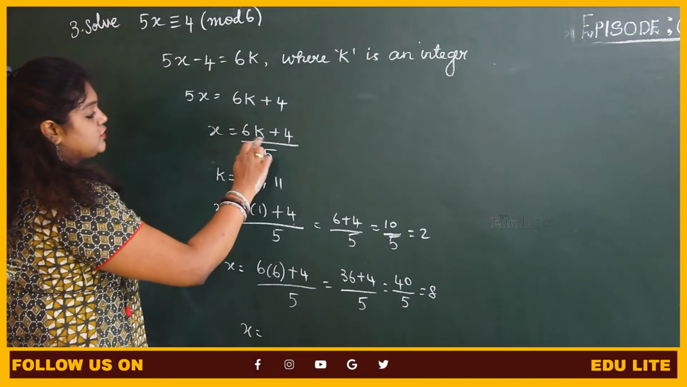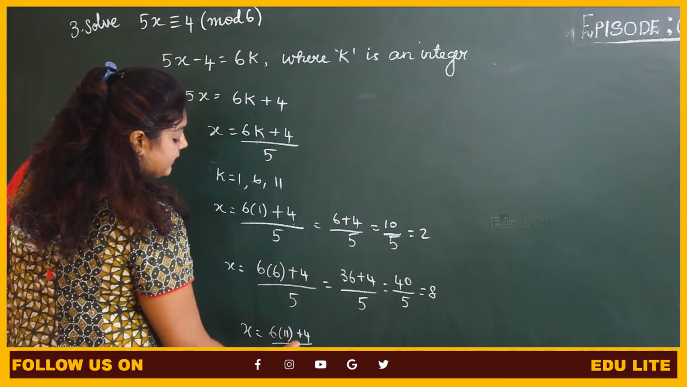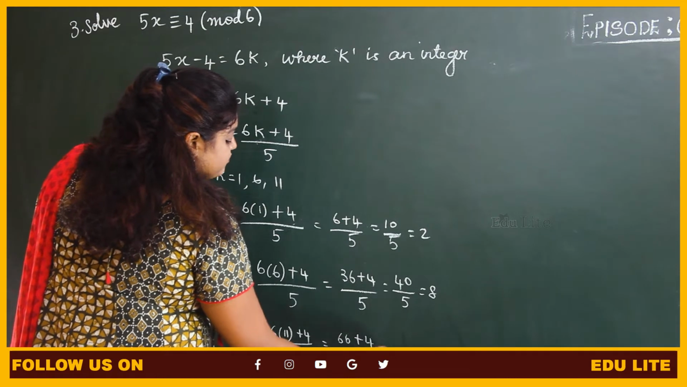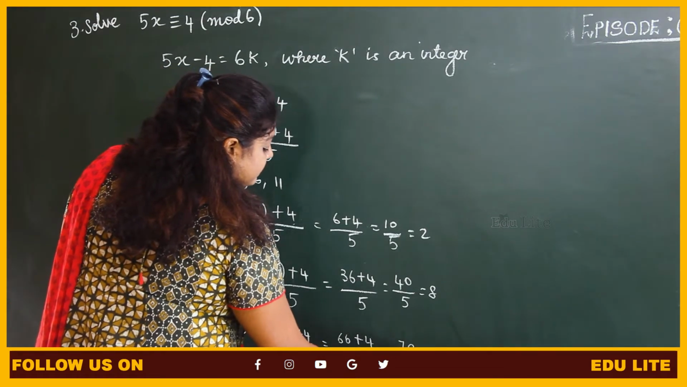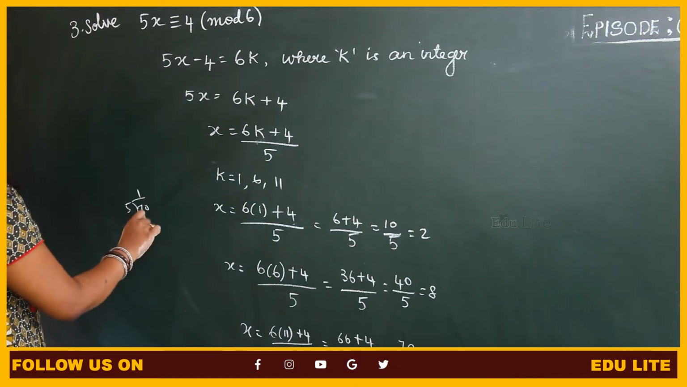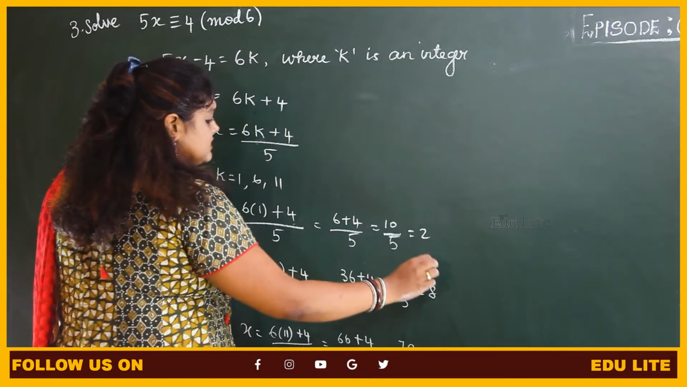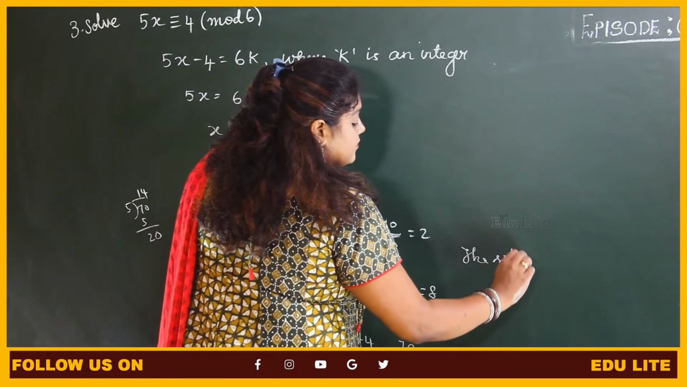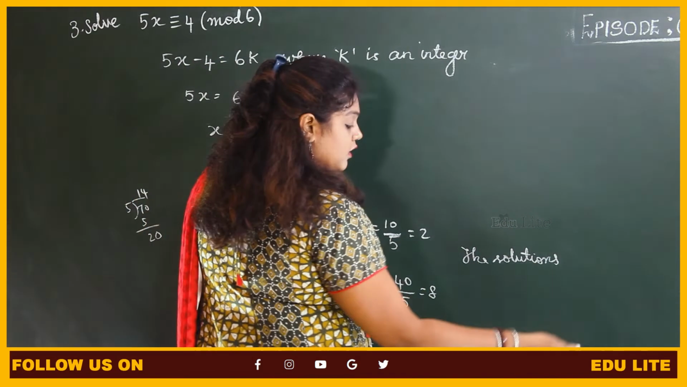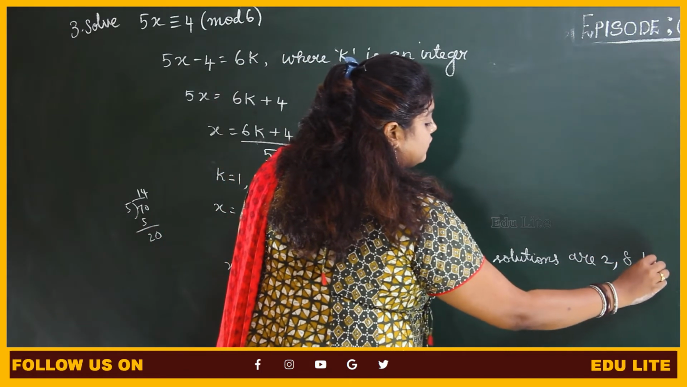x is equal to, substituting k value as 11, (6 into 11 plus 4) divided by 5. 6 into 11, 66 plus 4, it is 70 by 5. 70, obviously it is divisible by 5. 70 divided by 5, 1 times 5 is 5, 2, 0, 14 times. So 14. The k value also goes on, the solutions will also go on. The solutions are 2, 8, 14, etc.